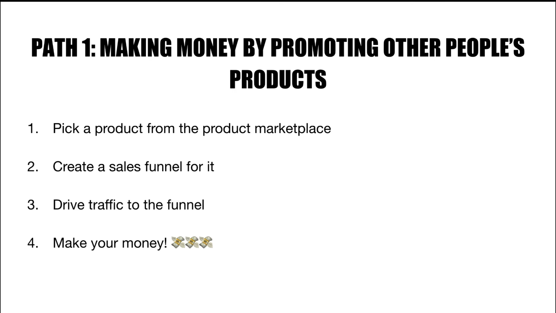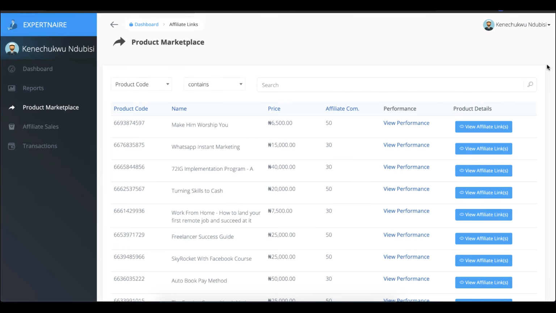So right now I'm going to head over to Expertnaire and show you what the product marketplace looks like, and then you're just going to pick a product from there and market that product in order to make money. So I'm going to switch over to my Expertnaire account right now. And as you guys can see right here, this is what the Expertnaire product marketplace looks like.